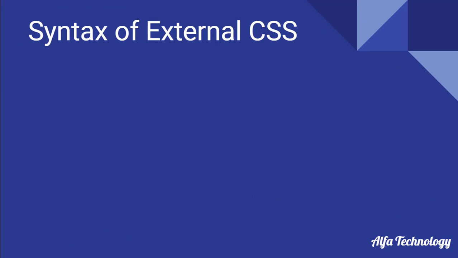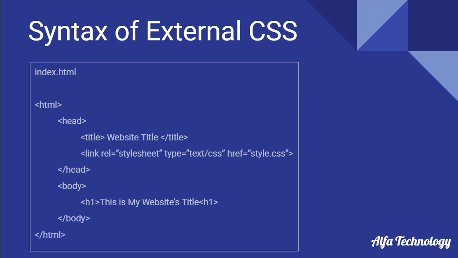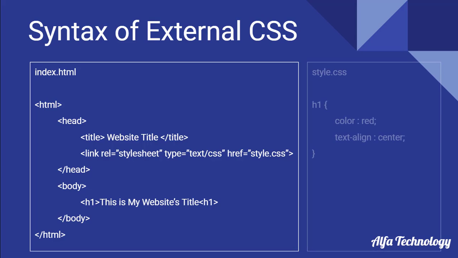Now let's see how we can use external CSS. Let's say we have this index.html file. So to use external CSS, we will have another CSS file. Here we have an h1 tag, but in addition to that, we have to use another external style sheet, or you can say external CSS file. So now we have a file called style.css, and in the style.css file we have the properties of CSS and we are targeting the h1 tag.